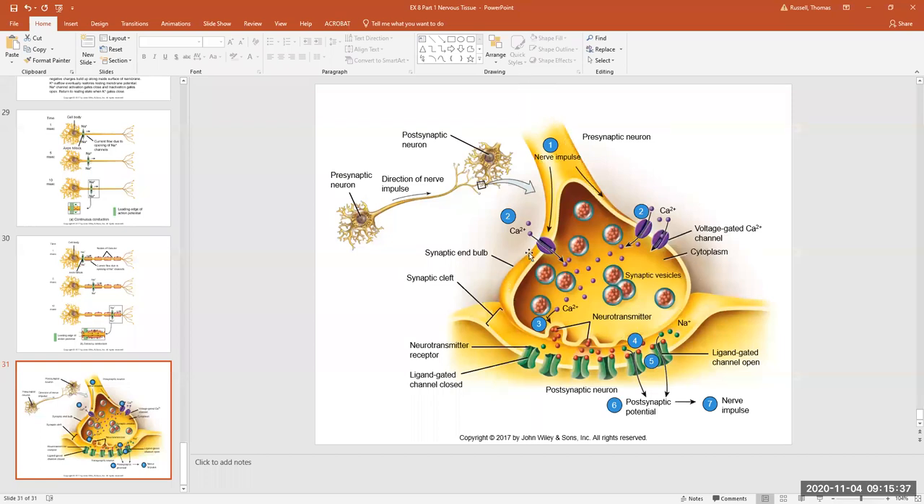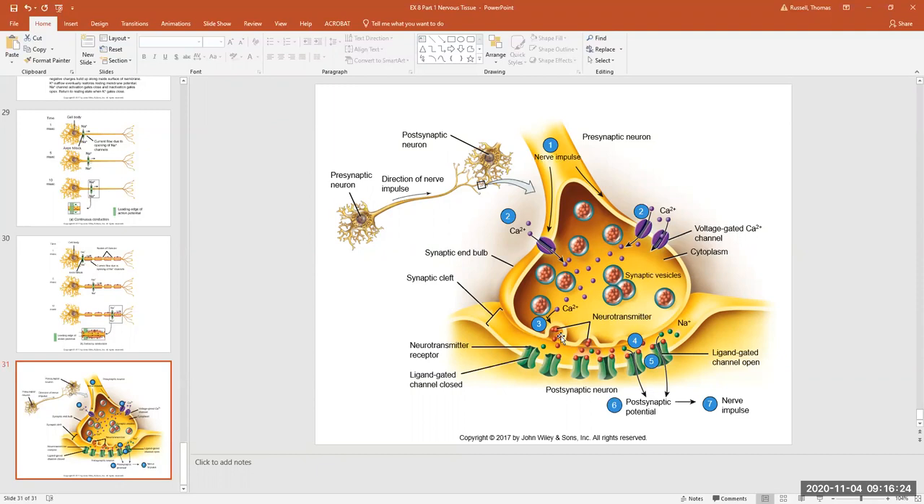end bulb. That action potential changes the voltage across the membrane, as we just learned, which opens these voltage-gated calcium channels. So when the nerve impulse reaches the synaptic end bulb, the change in voltage opens these calcium channels. Calcium floods the inside of the synaptic end bulb, and thus the influx of that calcium causes these synaptic vesicles to fuse with the membrane and exocytose out neurotransmitters. Now, the neurotransmitters are always going to bind to their receptor on the postsynaptic cell.